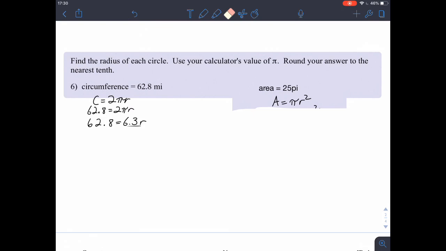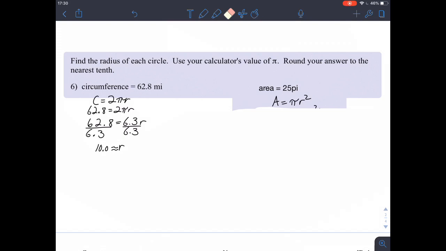I rounded my answer to the nearest tenth, and I got 6 and 3/10 r. Next, you could divide both sides by 6 and 3/10 to find that r equals 10 if we round it to the nearest tenth. So if we used different values or rounded differently, we might have ended up with slightly different answers, but they all should have been close to 10.